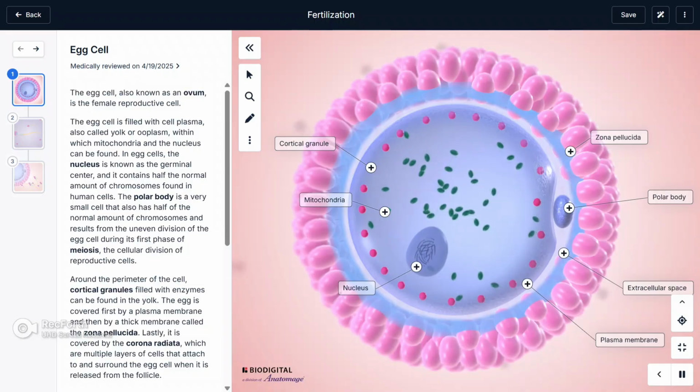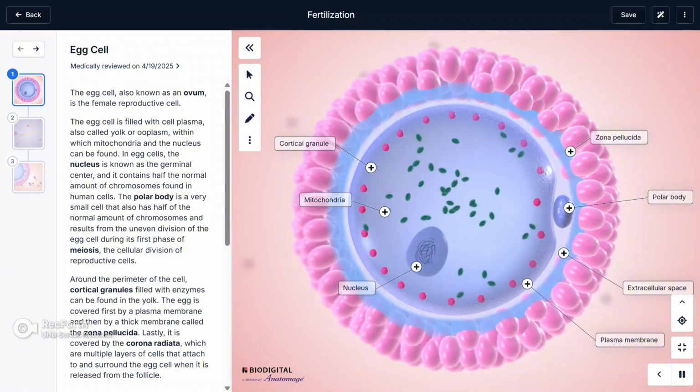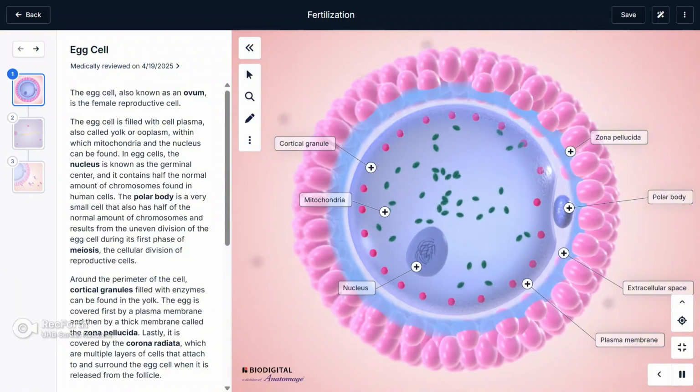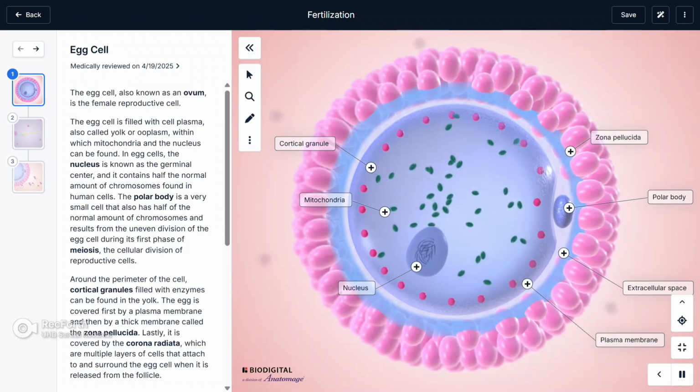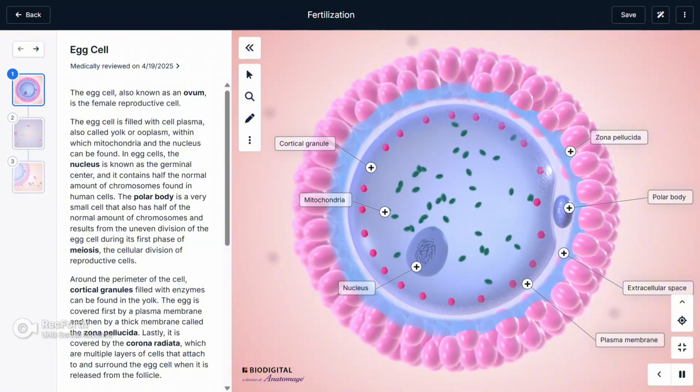The egg cell is filled with cell plasma, also called yolk or ooplasm, within which mitochondria and the nucleus can be found. In egg cells, the nucleus is known as the germinal center, and it contains half the normal amount of chromosomes found in human cells.